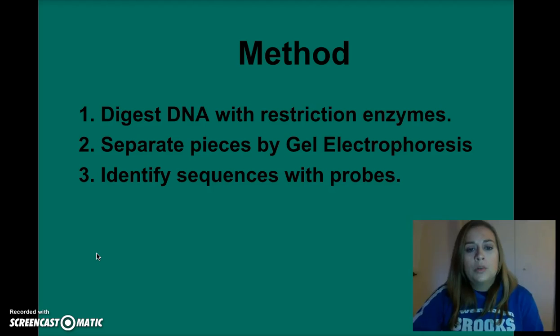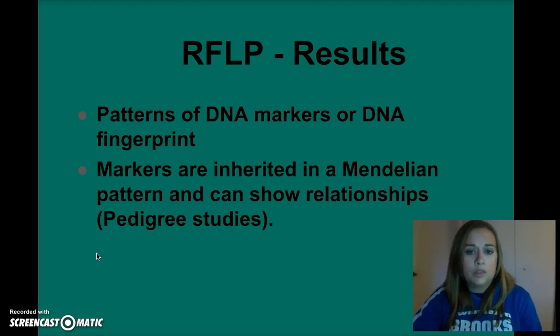So what you first do is you're going to digest that DNA. You're going to break it up into smaller pieces using restriction enzymes. You will then separate the DNA by gel electrophoresis and then identify sequences with probes. And so the results will give you patterns of DNA markers, or what we call a DNA fingerprint. And then the markers are inherited in a Mendelian pattern, and so they can be used to show relationships.